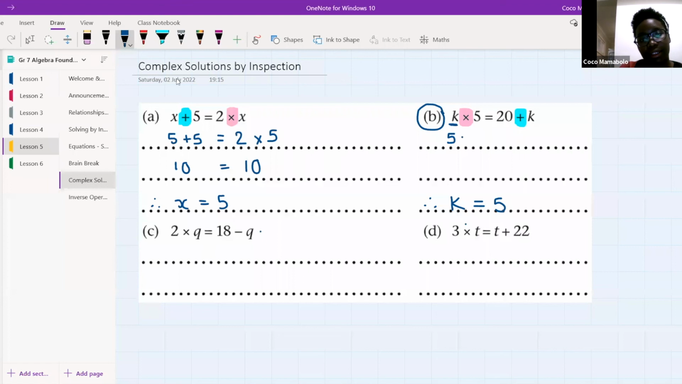5 times 5 is 25. Good. And that needs to be equal to what happens on this side of the equal sign. I'm going to get 20 plus 5, which is equal to 25. Exactly 25. Therefore, k needs to be equal to 5. Excellent. Amazing stuff. Very well done. Okay. Thank you so much, Taku.